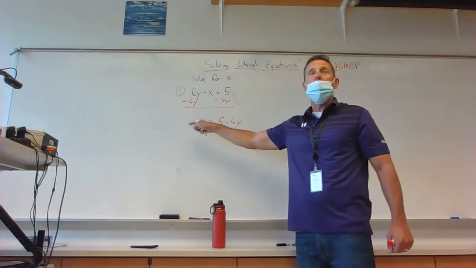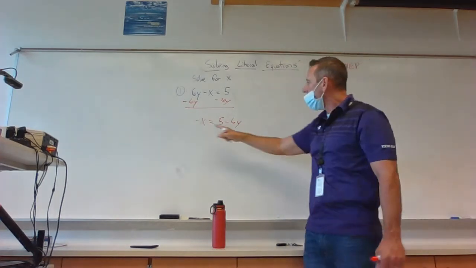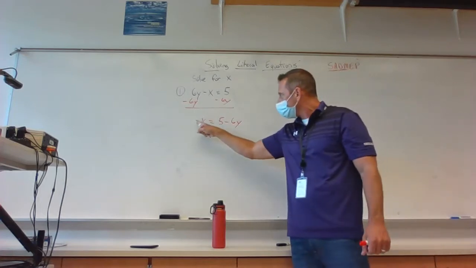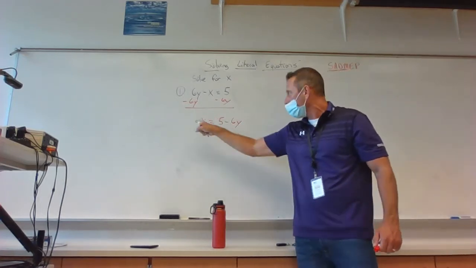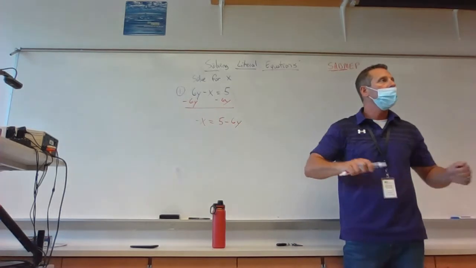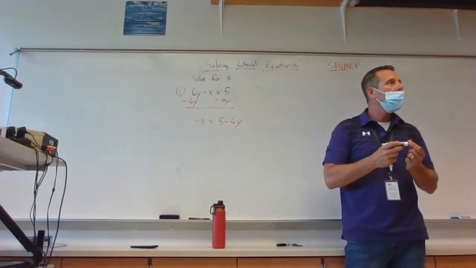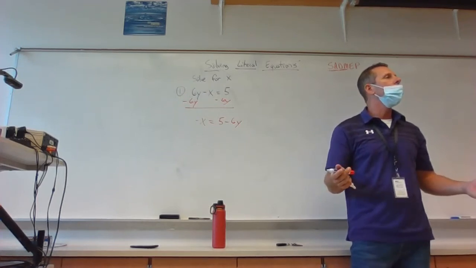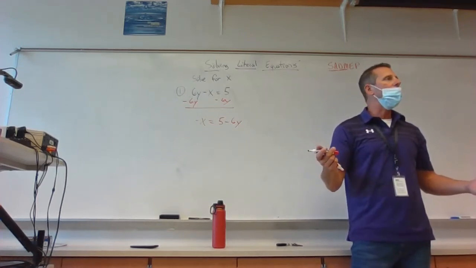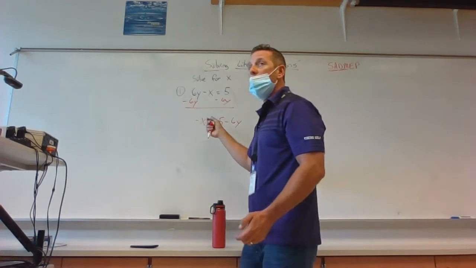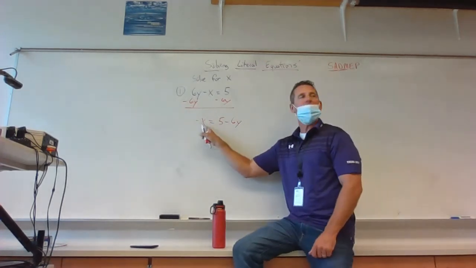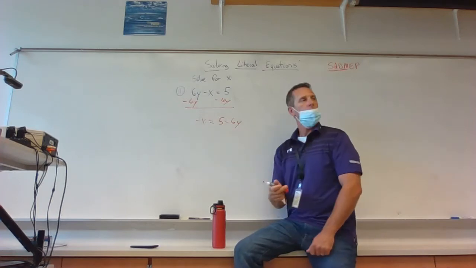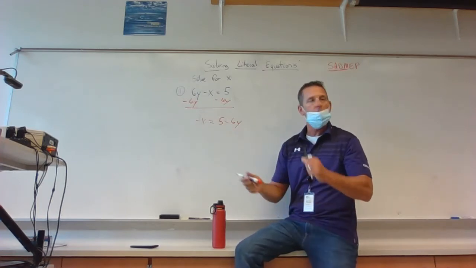Now, we still have to undo the multiplication or division. We're multiplying by a -1. How do we get rid of this -1 that's right there in front of the x? We can't add it. What's the opposite of multiplication? Okay, so what are we going to divide by? We can't divide by x. We need to leave the x. What's in front of it? So what are we dividing by?